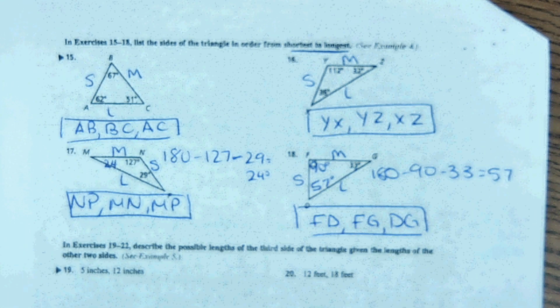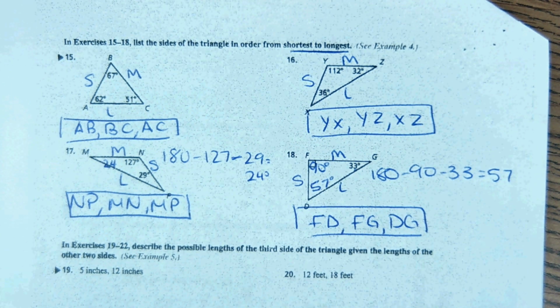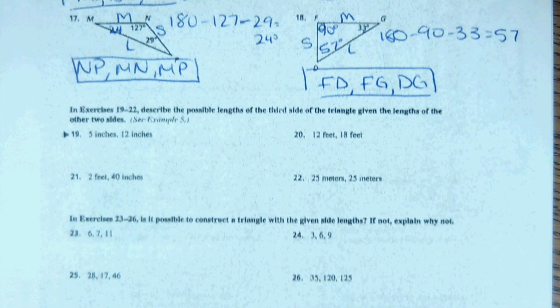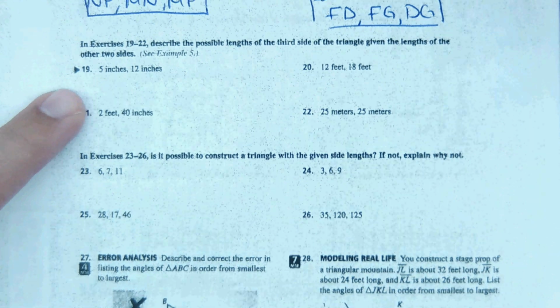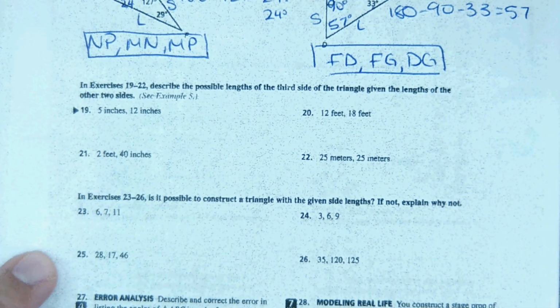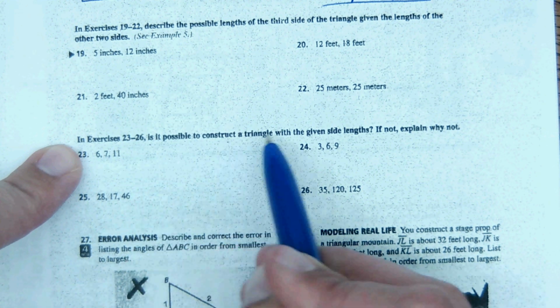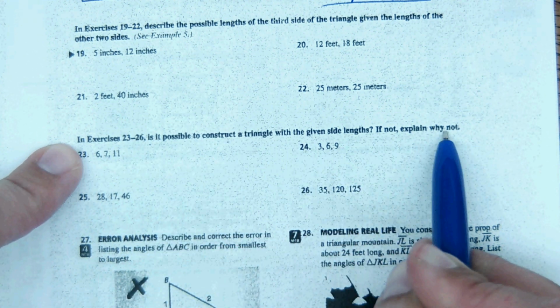I didn't realize how zoomed in that was. Okay, we're gonna actually skip 19 through 22 for right now. We're gonna go back to it in a second, so don't cross it out. We're gonna go down to 23 through 26, which is gonna be familiar to you.